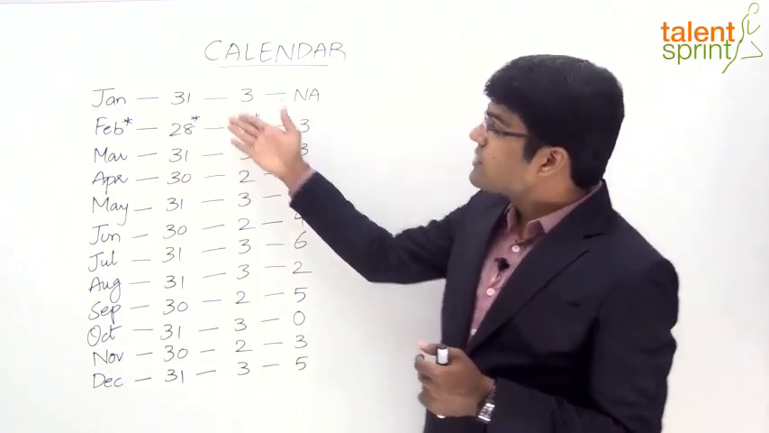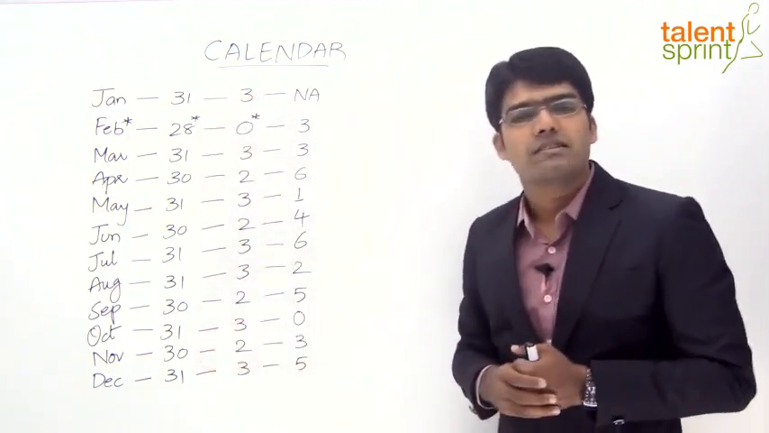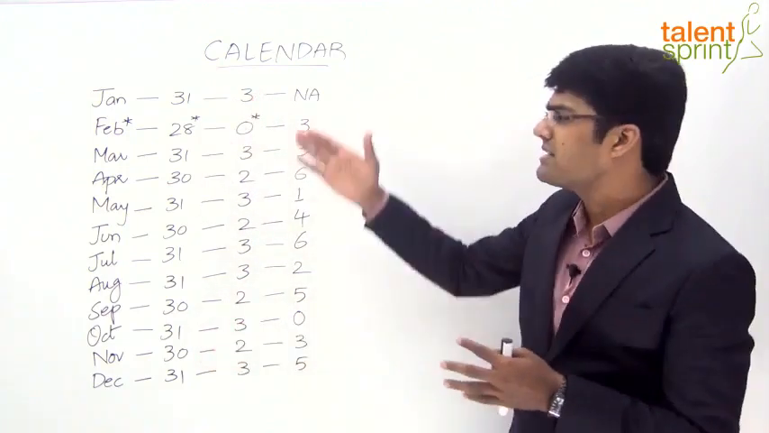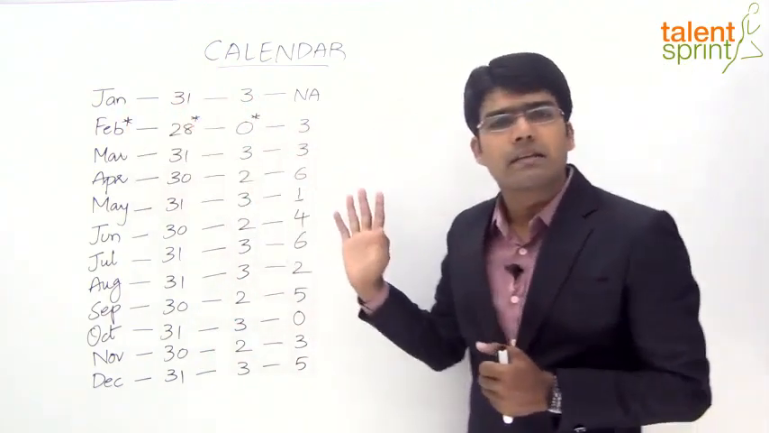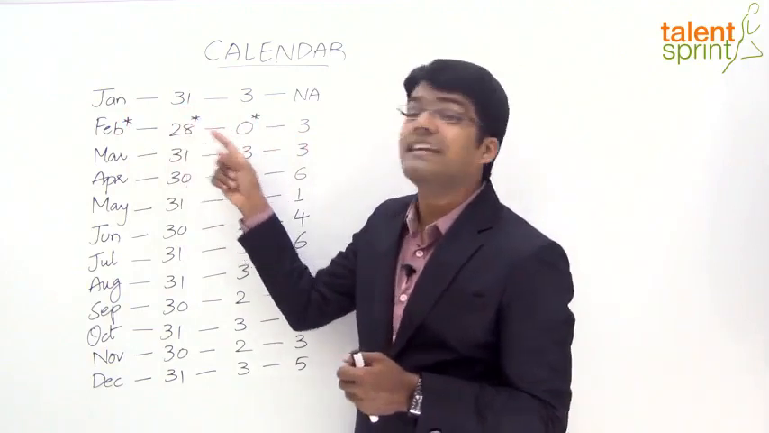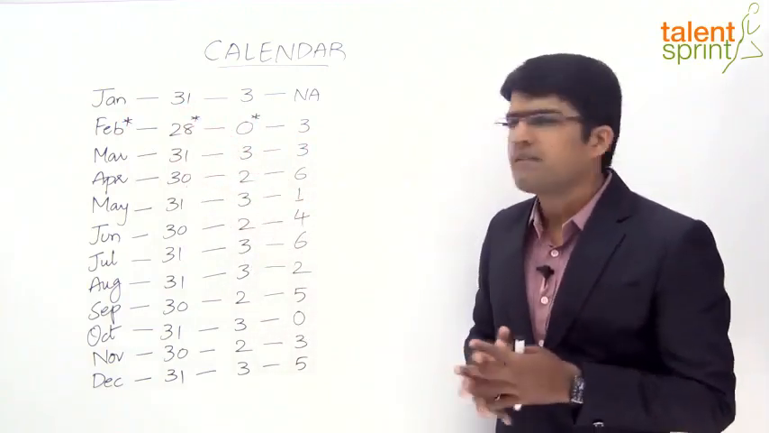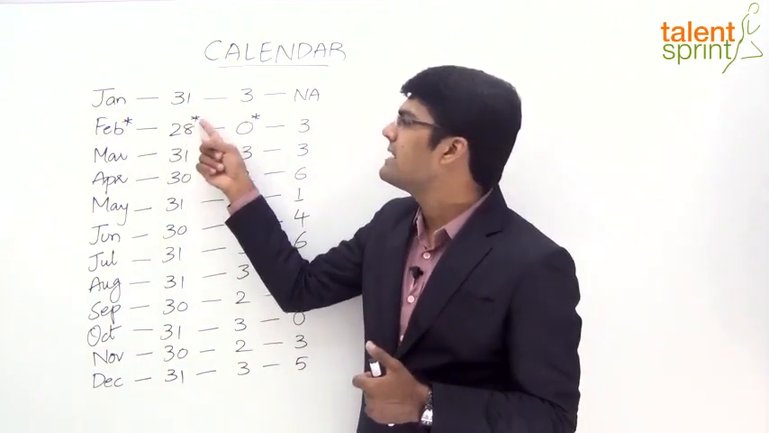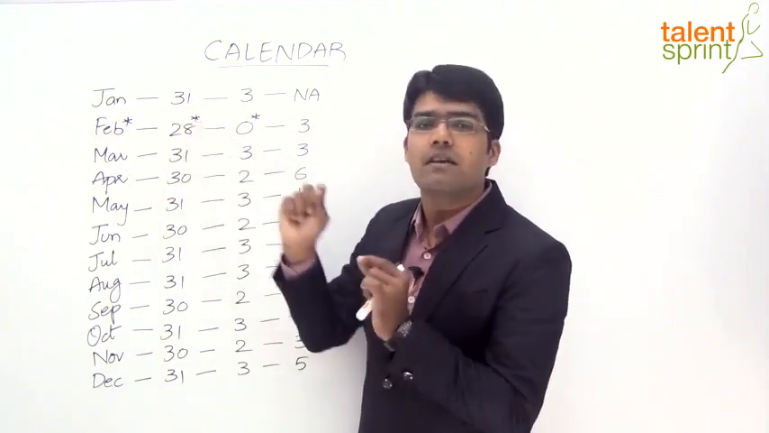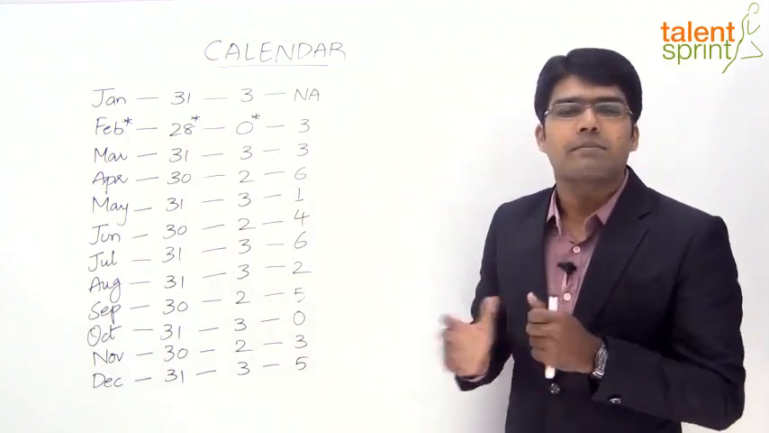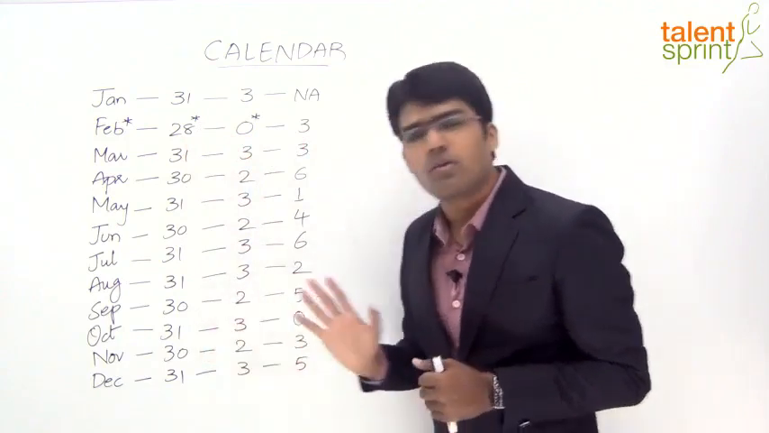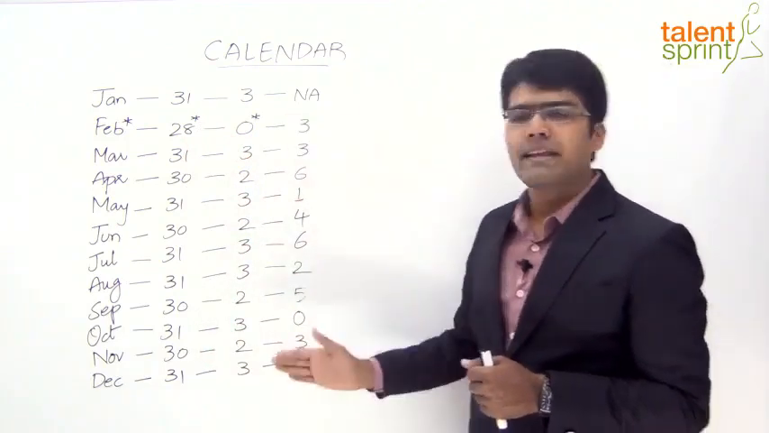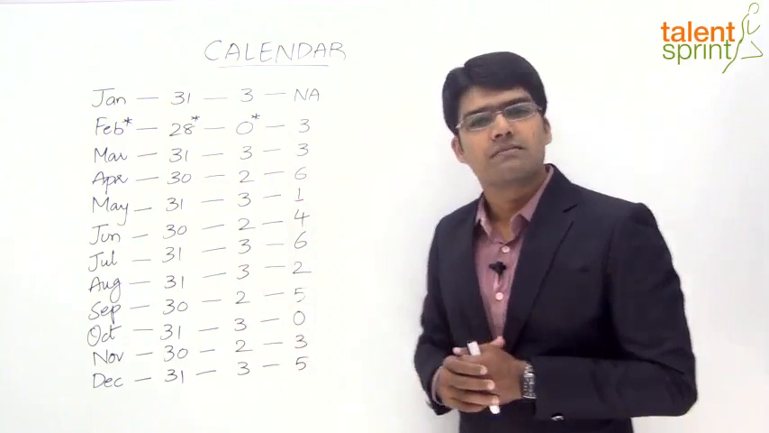The second column here shows the number of days in each of these months for an ordinary year. In the month of January there are 31 days. In the month of Feb, 28 days, because, as I said, we have considered an ordinary year here. If it is a leap year, it should be 29, and that is the reason that we have a star mark, which means we need to be a little careful for that particular month. Then March again has 31 days, and so on up to December. So the second column indicates the number of days in each of these months.